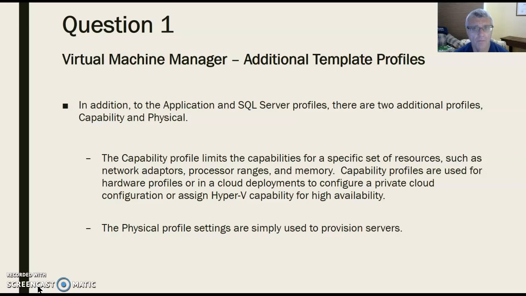There are also additional template profiles. In addition to the application and SQL Server profiles, there are two additional profiles: capability and physical. The capability profile limits the capabilities for a specific set of resources such as network adapters, processor ranges, and memory. Capability profiles are used for hardware profiles or in a cloud deployment to configure a private cloud configuration or assign Hyper-V capability for high availability. The physical profile settings are simple to use and provision servers.